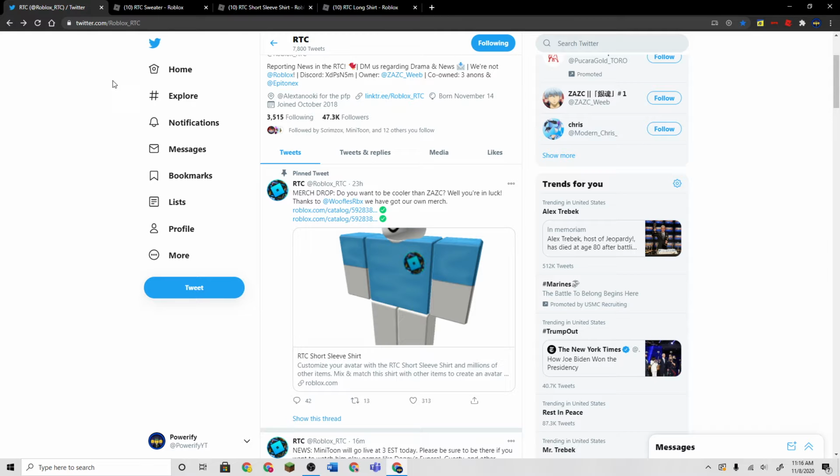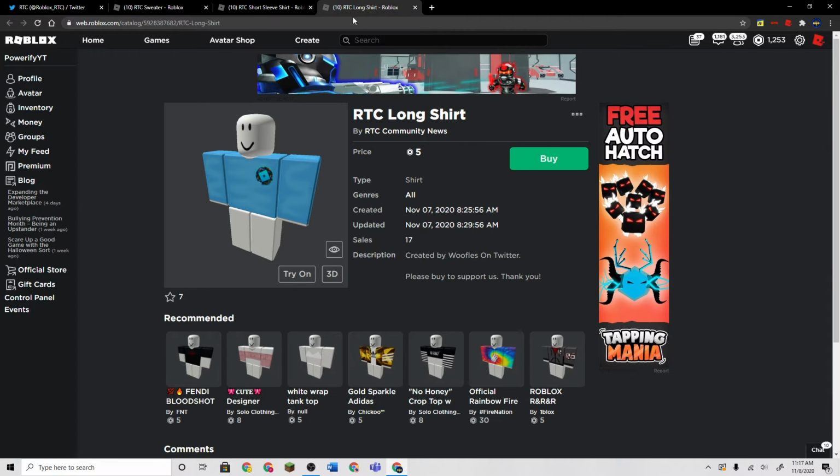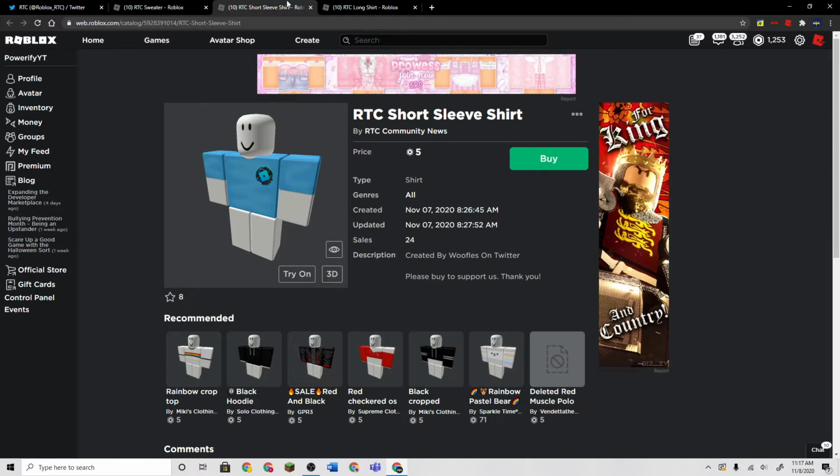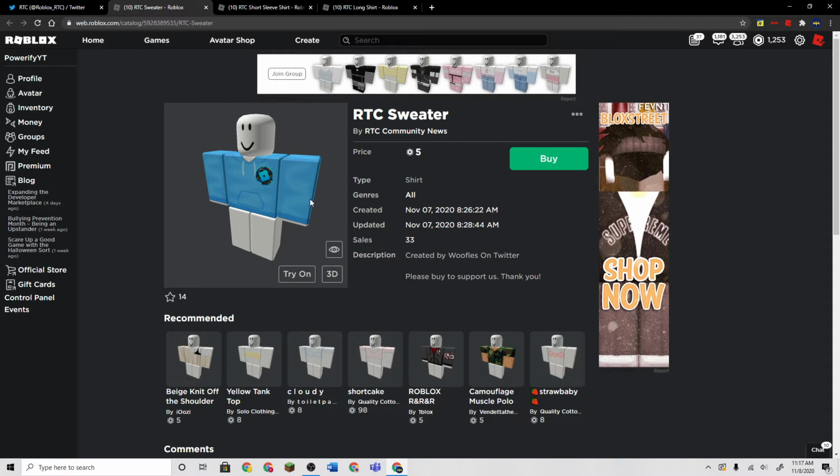So I was scrolling through Twitter and I saw that Roblox RTC has their own merch now, and they have three clothes right now: the RTC sweater, RTC short sleeve shirt, and the RTC long shirt. So these look pretty good, and I think they're actually really nice. Everyone has bought the sweater because sweaters are really good.